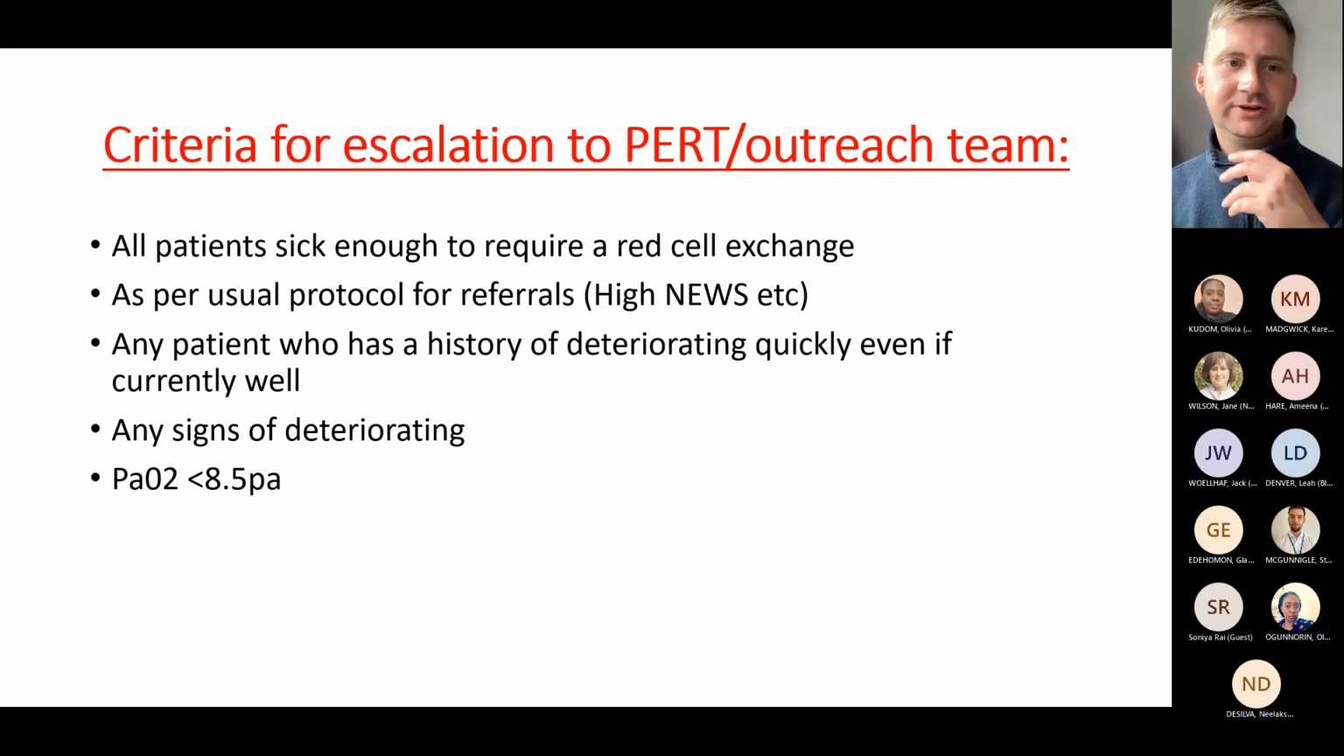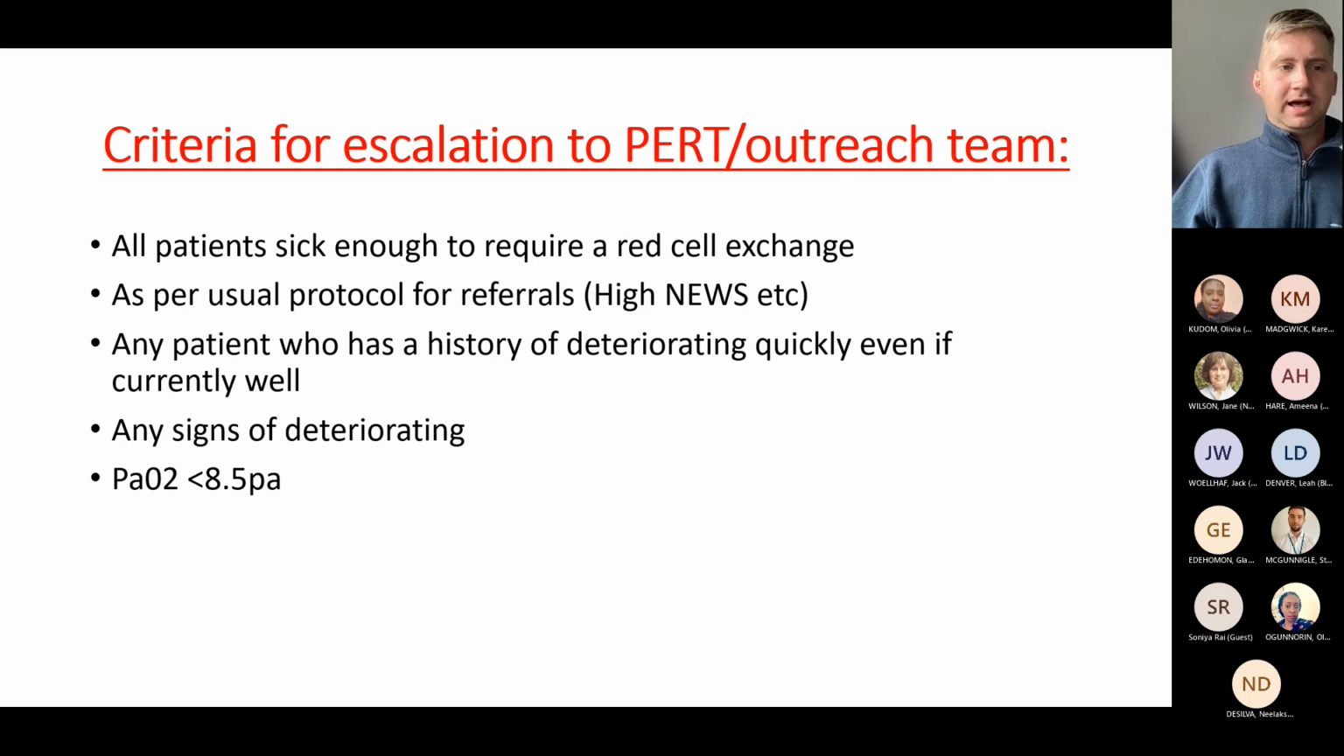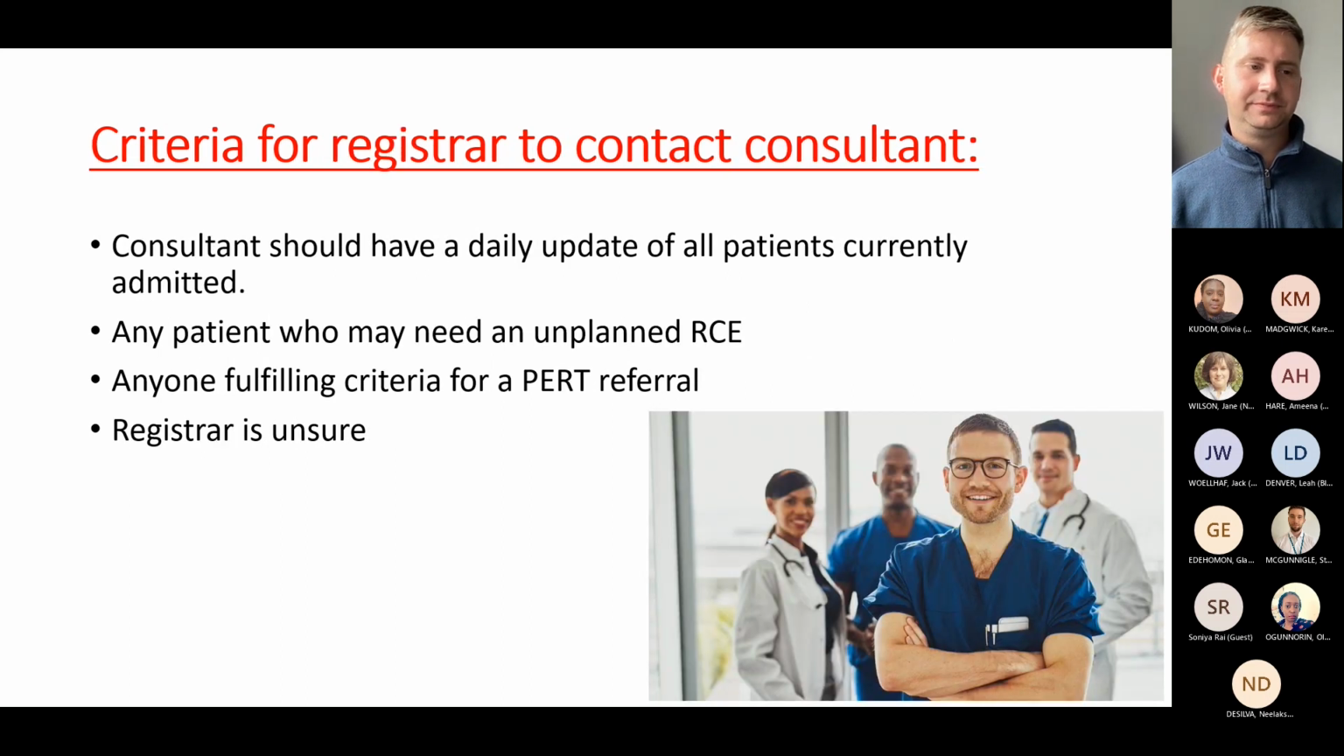So all patients sick enough to require a red cell exchange should be escalated to the outreach team. We have a service called PERTs at UCLH, who are like outreach nurses who come and assess our patients and will escalate to the registrar or arrange a bed in ITU if needed. The usual referral criteria: a high NEWS score, any patient with a history of deteriorating quickly, even if they're currently well, any signs of deterioration, or if the PaO2 is less than 8.5 kPa.